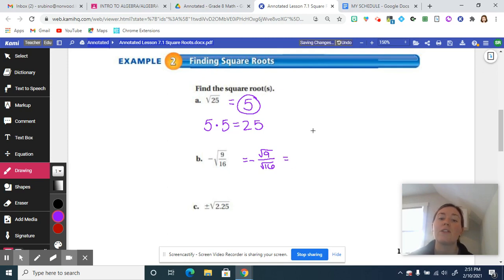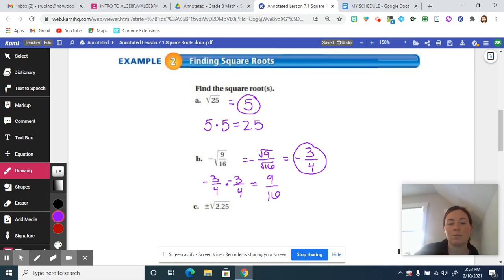We know that you multiply 3 times 3 to get 9. And we know that you multiply 4 times 4 to get 16. So your solution for this would be negative 3/4. Or in other words, we can check our work. Negative 3/4 times negative 3/4 equals 9/16. Negative 3 times negative 3 equals 9, and 4 times 4 equals 16. Okay, so we can see that this is true. Our solution here would be negative 3/4.